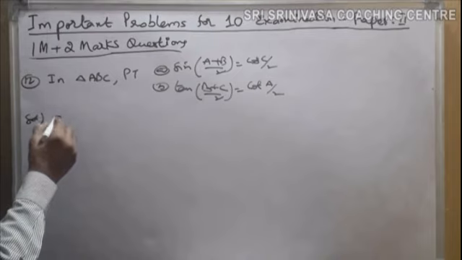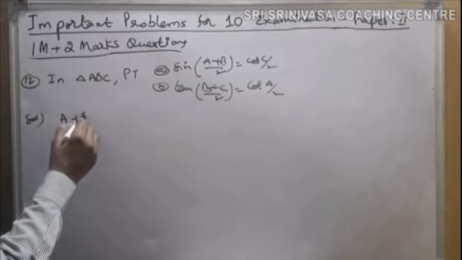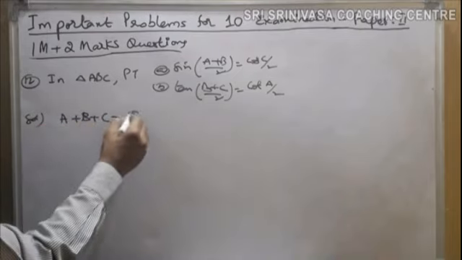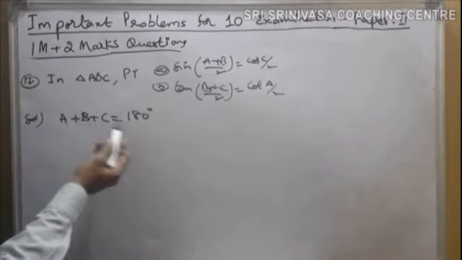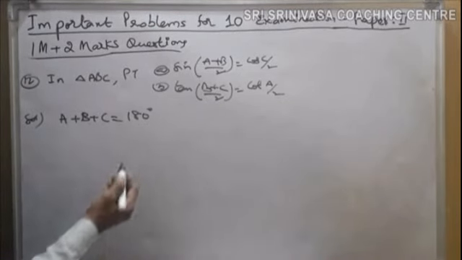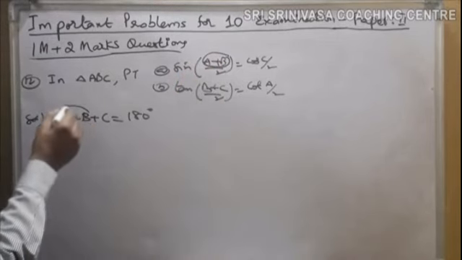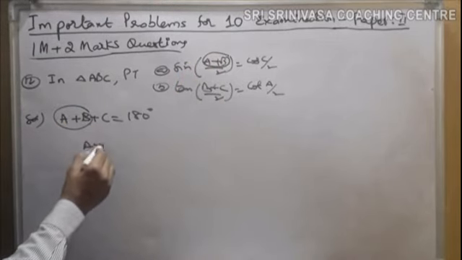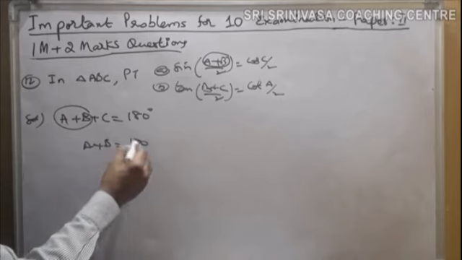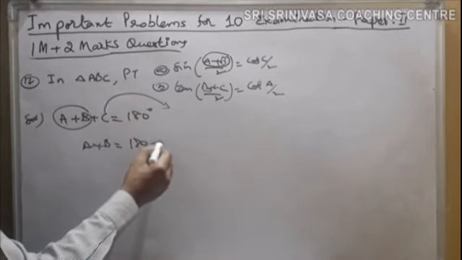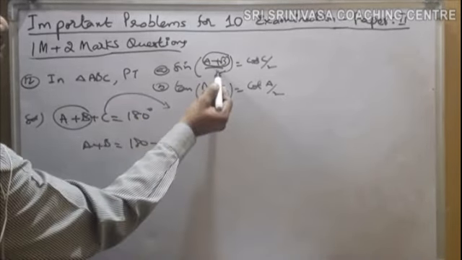Now in triangle ABC we know that A plus B plus C equals 180 degrees. The sum of three angles in a triangle is 180. Now look at this. See here the LHS contains A plus B. So let me put A plus B this side equal to 180. Let me shift C that side, so minus C.